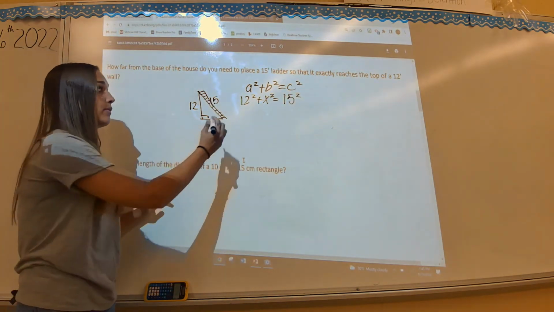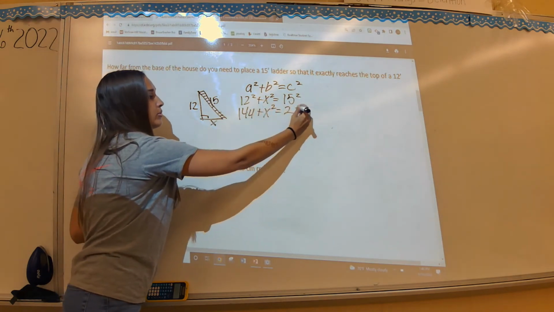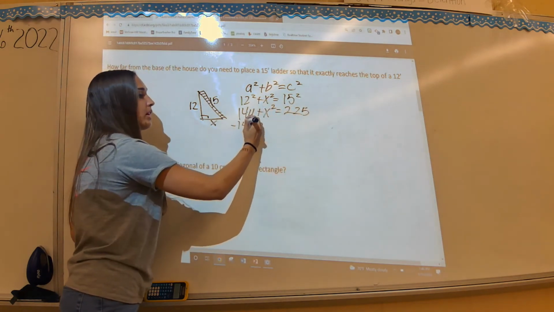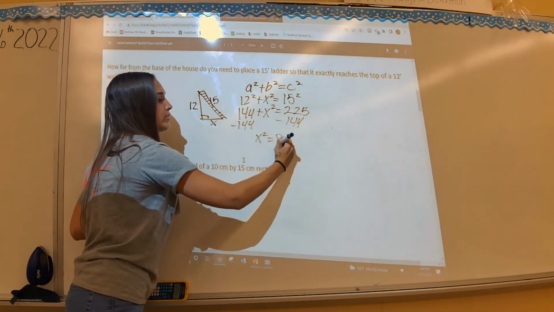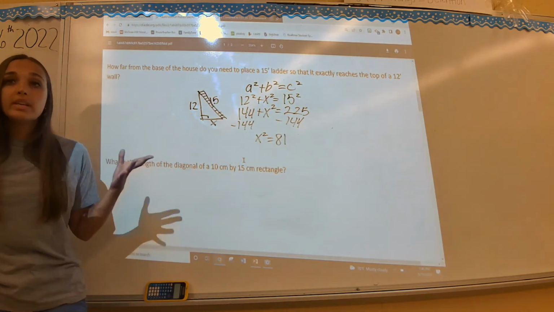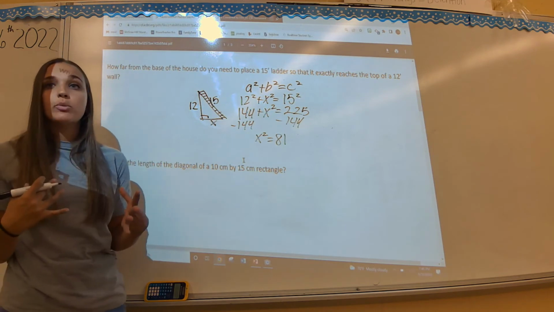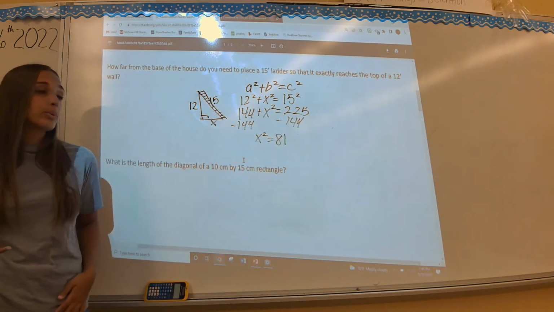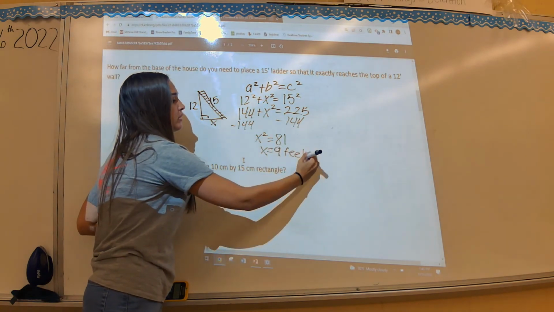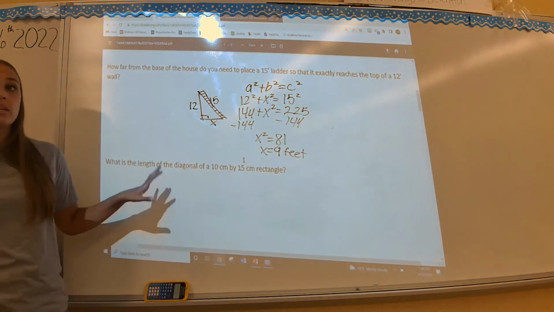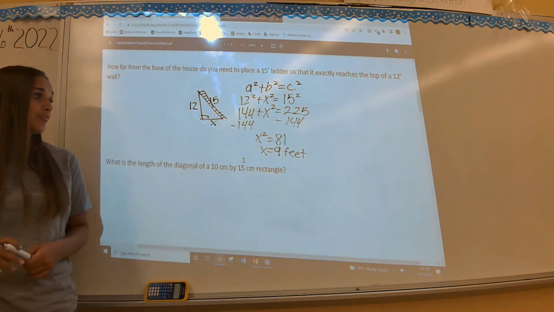12 squared is 144, plus x squared equals 225. I subtract that 144 over, and I get x squared equals 81. Once I get to this step, I have to square root both sides. The only way to undo a square is to square root it. So when I square root it, I get x equals 9 feet. So it has to be placed 9 feet from the bottom of the wall for this to work out.